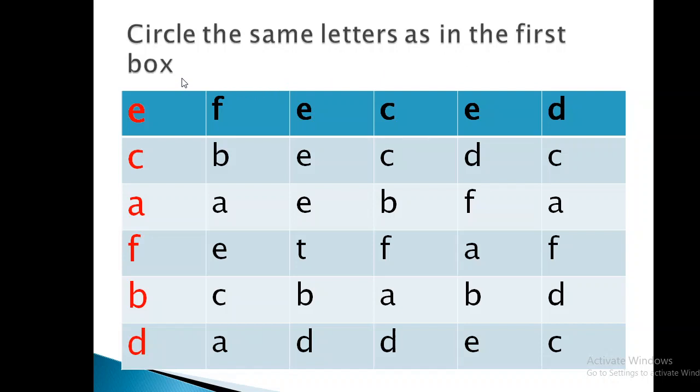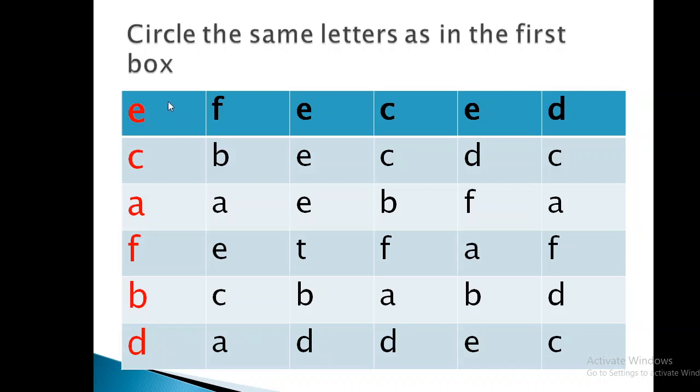You are going to circle the letters as in the same box. This is our first box. All these letters which you can see, the ones in red, all these letters are in the first box. We are going to circle according to the rows or the lines. This is the first line. This one is the second line. This one is the third line until the last line.